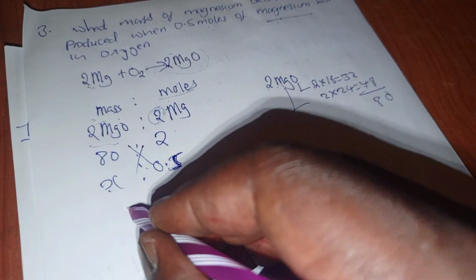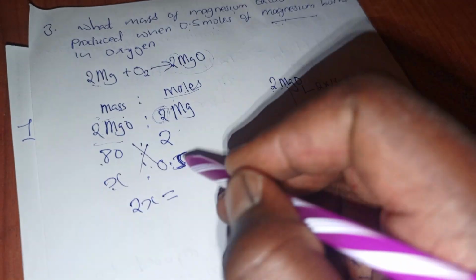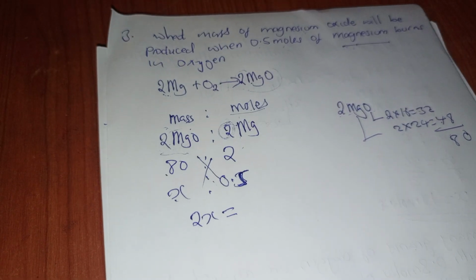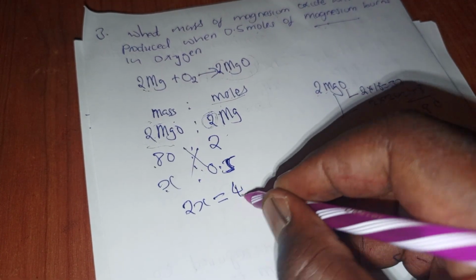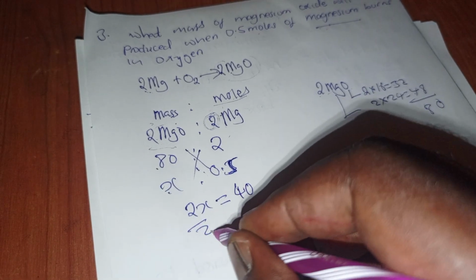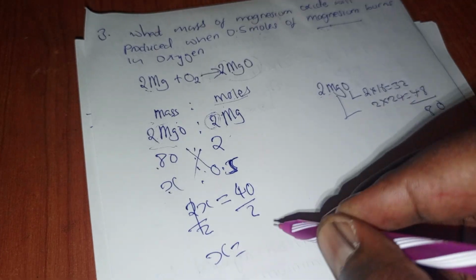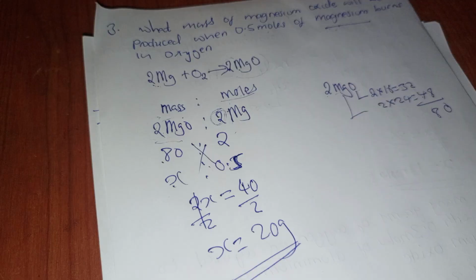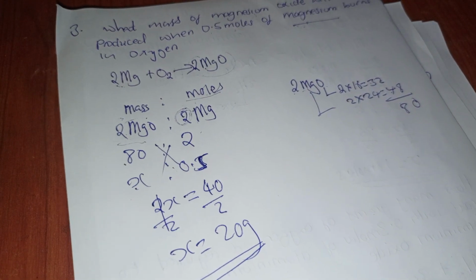So X times 2 will be 2X, equal to 80 times 0.5, which is 40. So we get 40 over 2, this and this cancel. So X is 20 grams. So this is how we are supposed to find it. Okay, hope it's very clear.